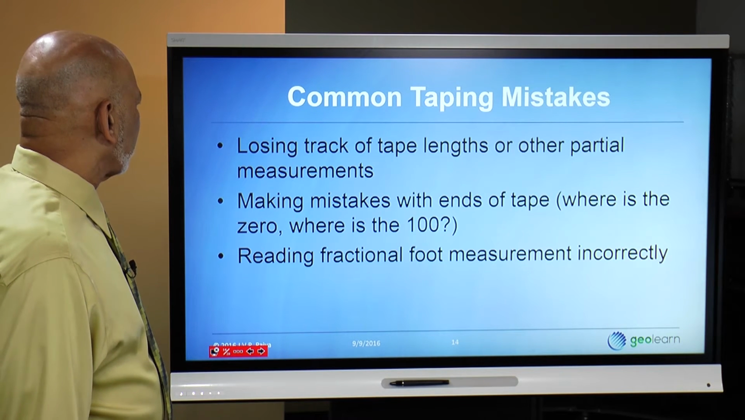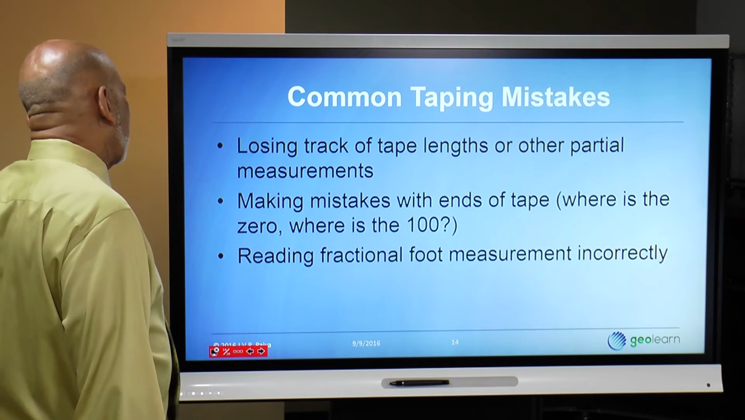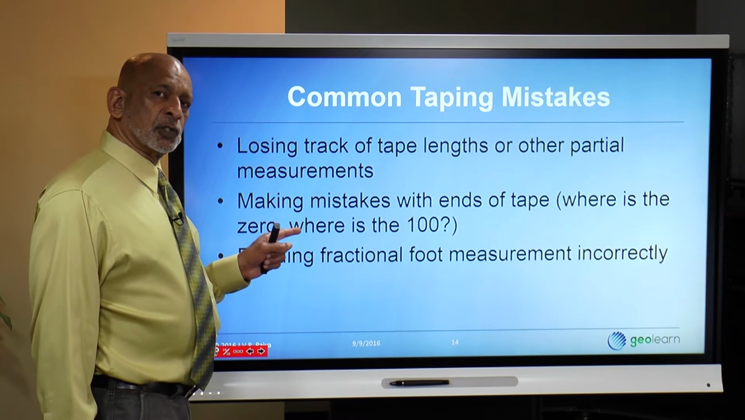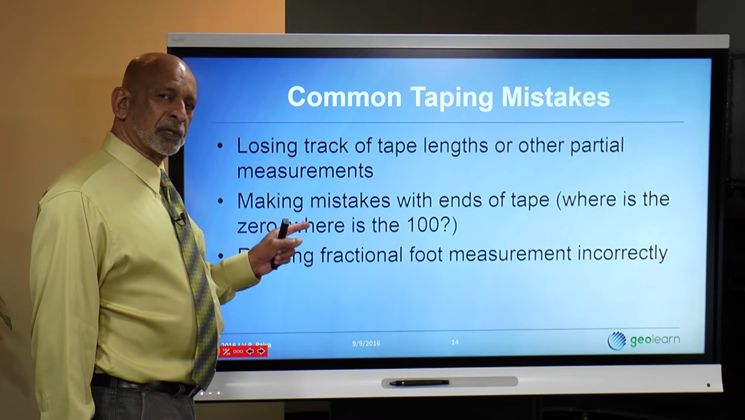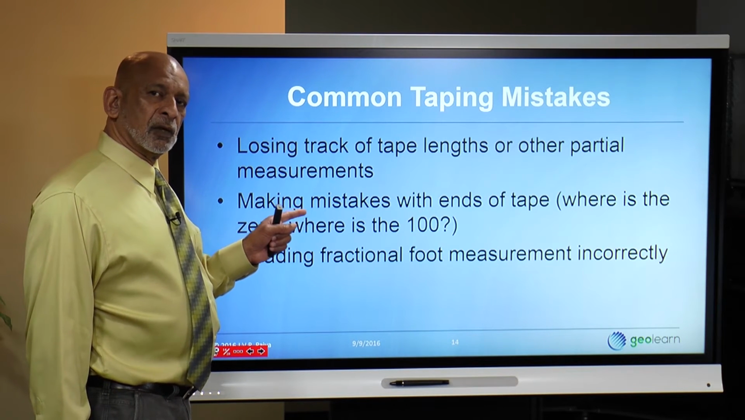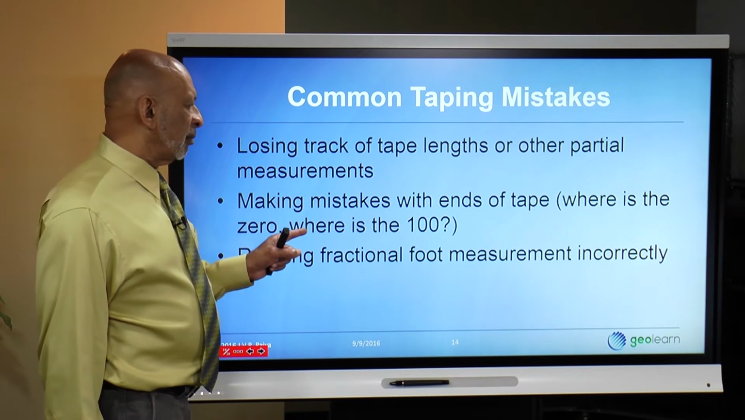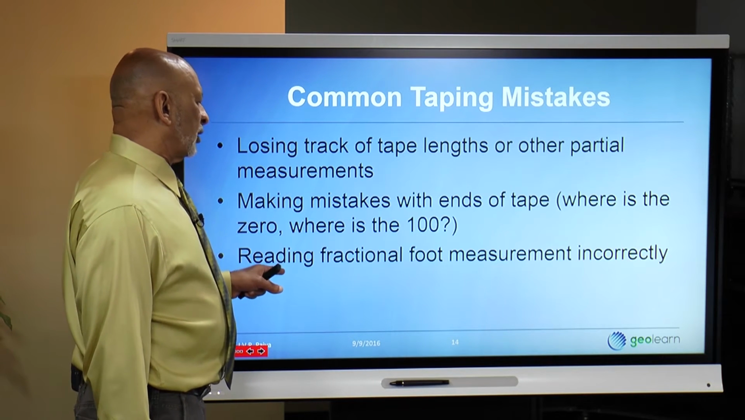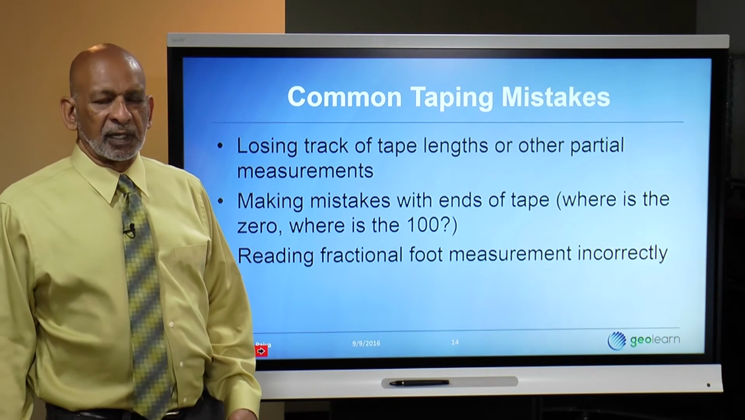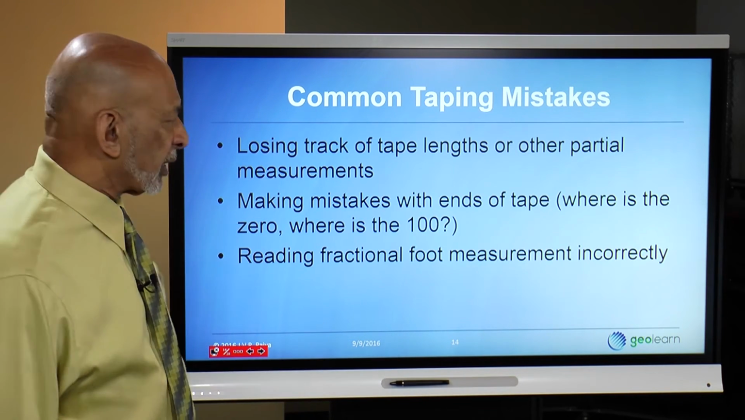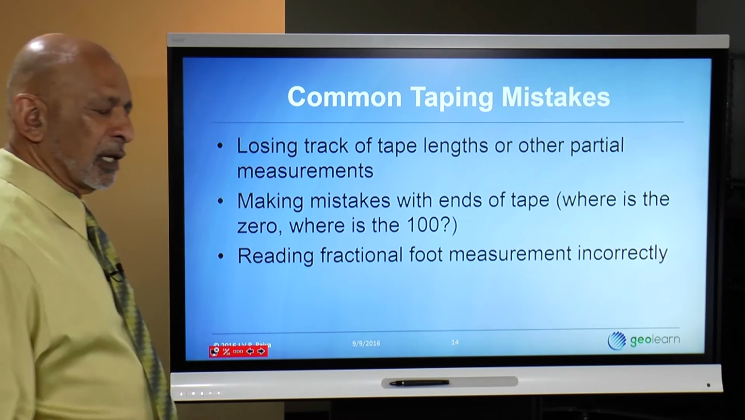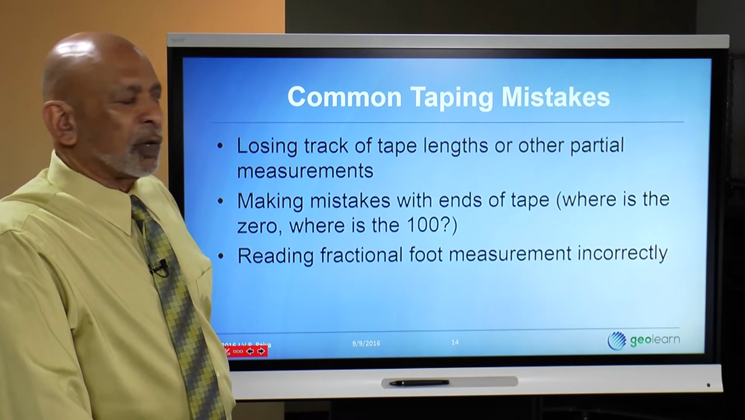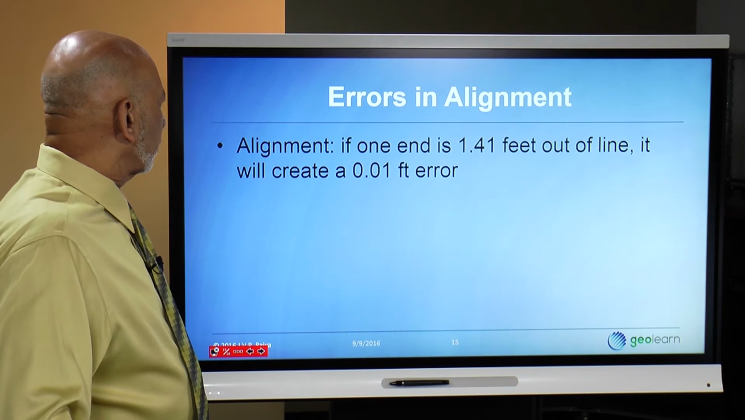Then you make mistakes with the ends of the tape. You don't go out with the correct end. You should always go out with the head tape person holding the zero end. And you get that confused and you start making mistakes. And so what that usually leads to is reading the fractional foot, the tenths and the hundredths, incorrectly. And in that case, yelling out the number till the cows come home isn't going to help you because you'll still be calling out the incorrect numbers.